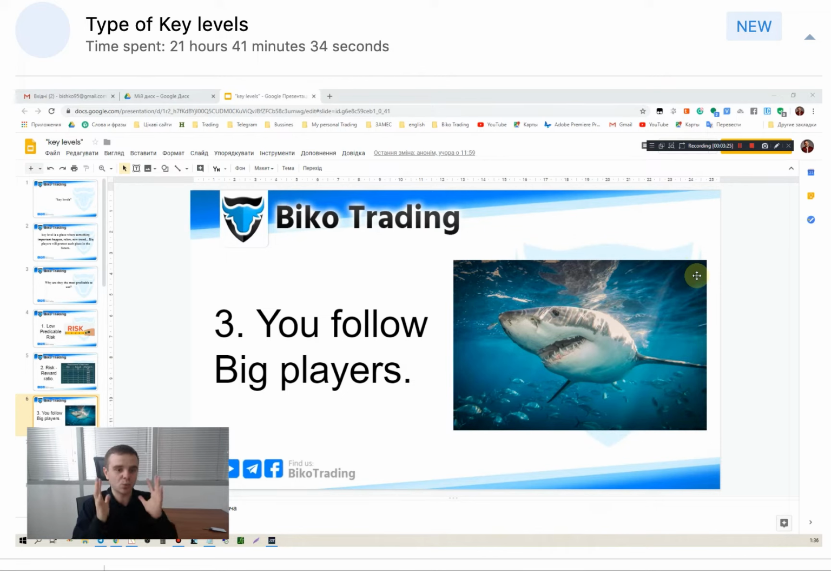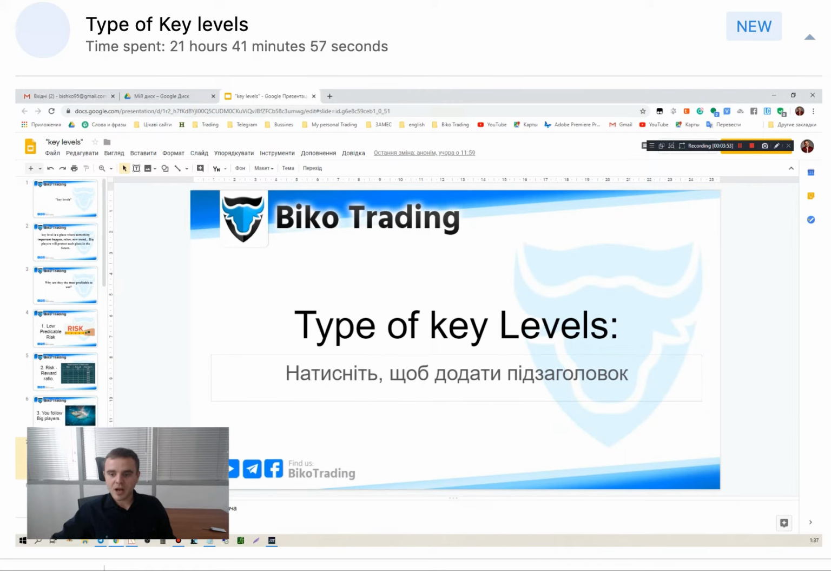That's the reason why I personally use key levels, and it works on all markets. I'll show you examples of how it works on different instruments. Now let's go to the types of key levels, and we will record many different videos about this. This block will probably have the biggest number of lessons. That's why it's important for you to do your homework, because after that your trading will change completely. Types of key levels.